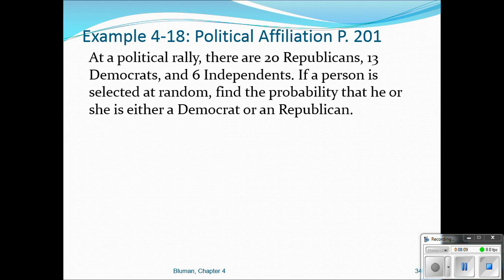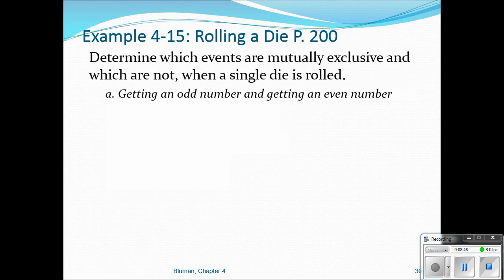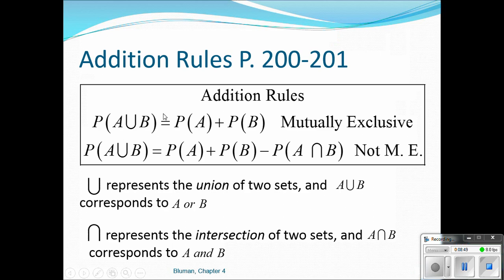Okay, so the formulas. In a political rally, there are 20 Republicans, 13 Democrats, 6 Independents. If you picked a random person, what's the probability that he or she is either Democrat or Republican? Okay, so you have 20 Republicans, 13 Democrats, 6 Independents. What's the probability of picking a Democrat or a Republican? Can you pick a Democrat and a Republican at the same time? No. So those are mutually exclusive. Therefore, you will be using this formula.